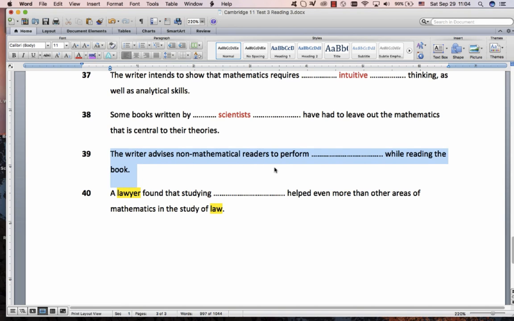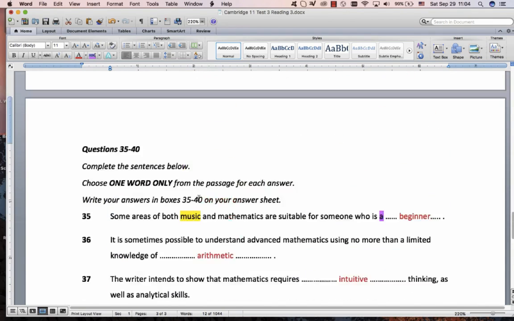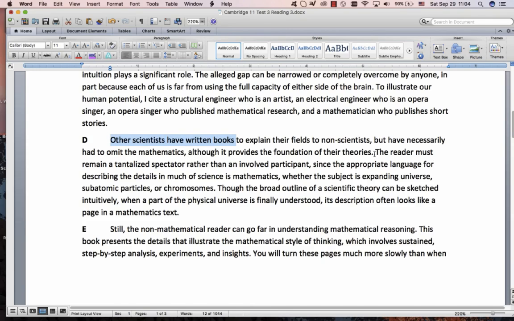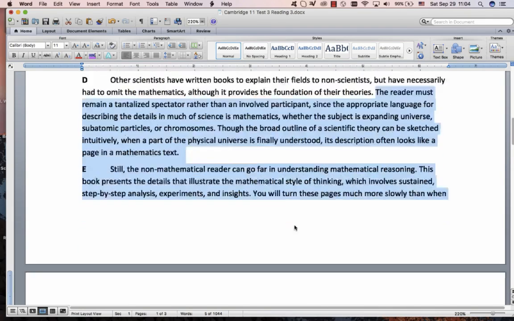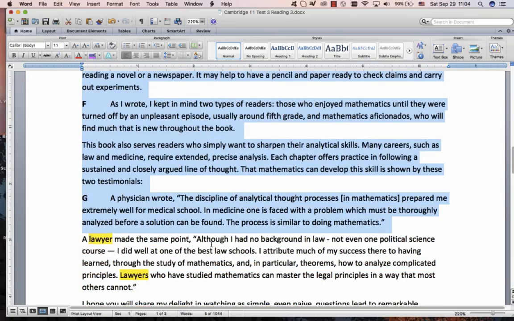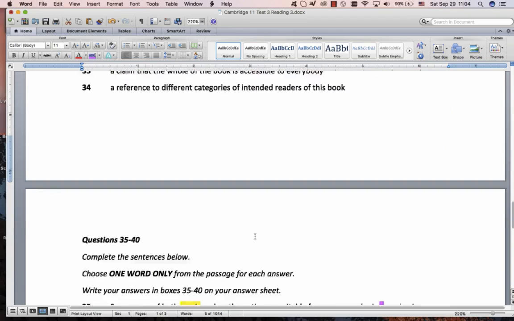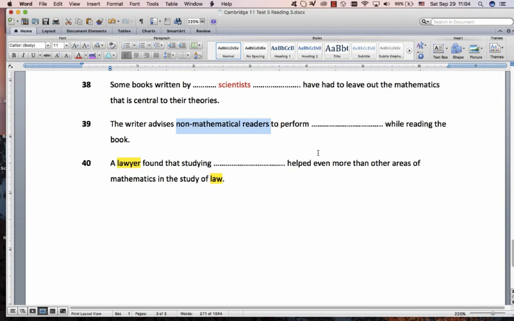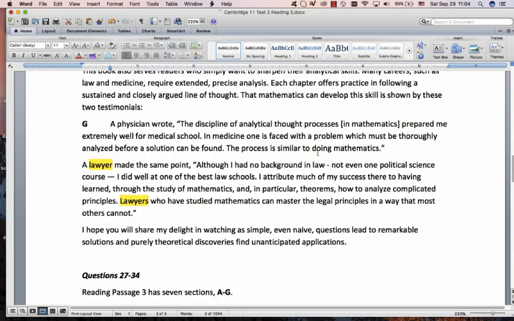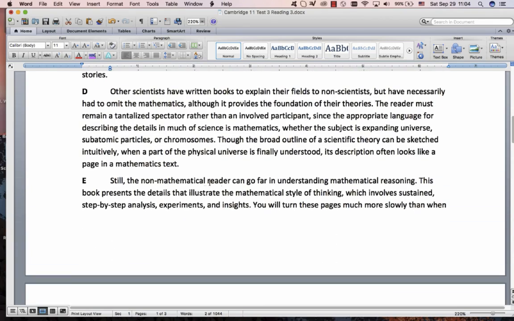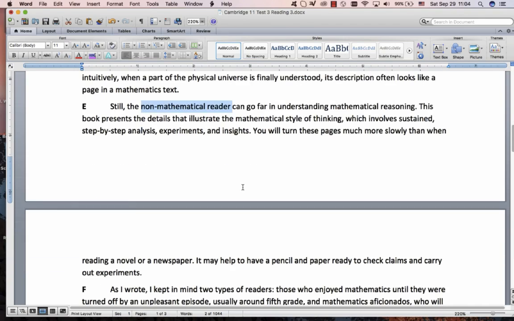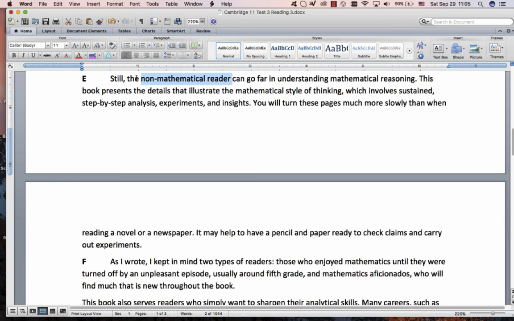Right, then this one I'm guessing it's going to be a bit difficult because we've got an answer here. So the other answer could be sort of anywhere all the way up to there because the lawyer one is here. So this last one could be anywhere here. It might be a bit more difficult. Non-mathematical readers perform while reading the book. Non-mathematical readers. And actually, it wasn't so bad because there is non-mathematical reader. But now, you must perform something. What does perform mean? Here, he's advising the reader to do. To perform these is to do.